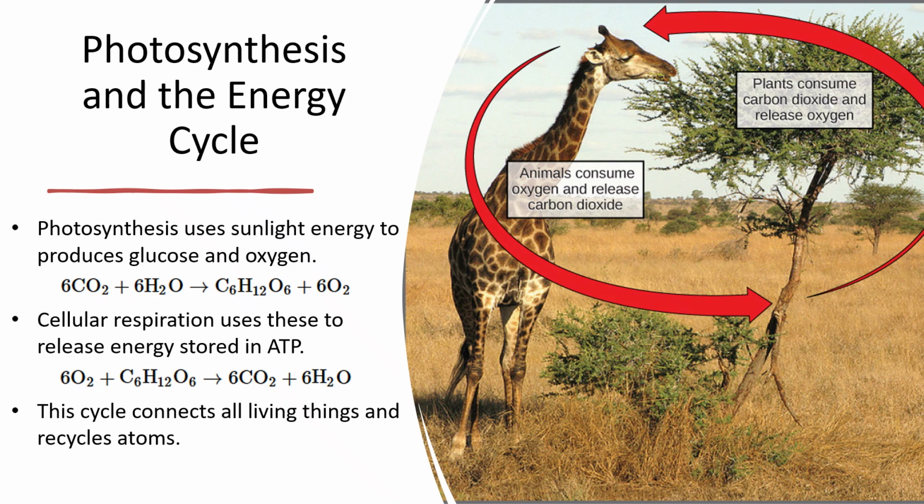Photosynthesis captures sunlight to make glucose and oxygen. Cellular respiration uses those products to make ATP. The outputs of one process are the inputs of the other. This recycling of atoms and flow of energy links all living things in one big interconnected system.